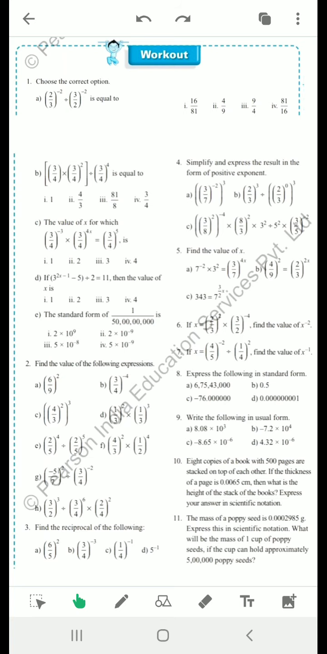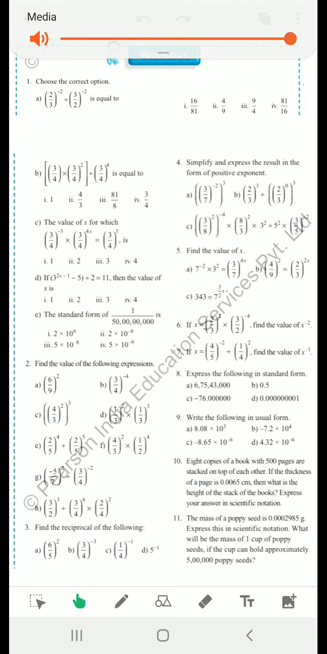D and E also. In question number D, first you have to transfer this 2 to the LHS, then it will go into multiply. This 2 is in divide, it will go into multiply. Then this minus 5 is negative, it will go into plus. Then it will be 11 multiplied by 2, 22 plus 5, it will be 27, and this 27 can be written as 3 power 3. Now we need to write the 27 as a power of 3, then compare the bases and then try to solve the question. Okay.